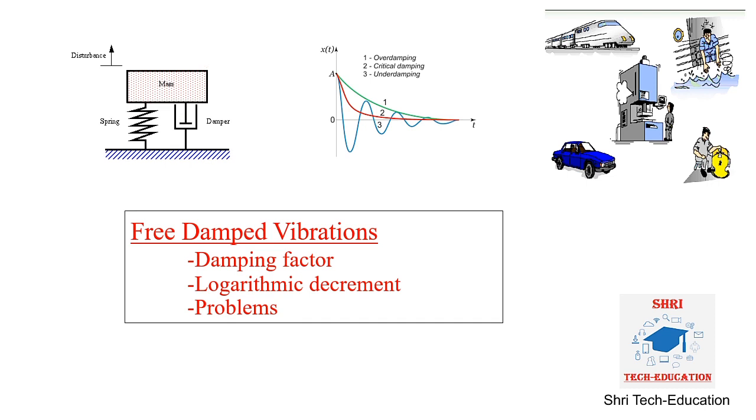In the last lecture we have studied how to find the natural frequency of free damped vibration. Before that we have seen what is damping, types of damping as well. In today's lecture we will study some terms related to free damped vibration such as damping factor, logarithmic decrement and some problems based on this free damped vibration.